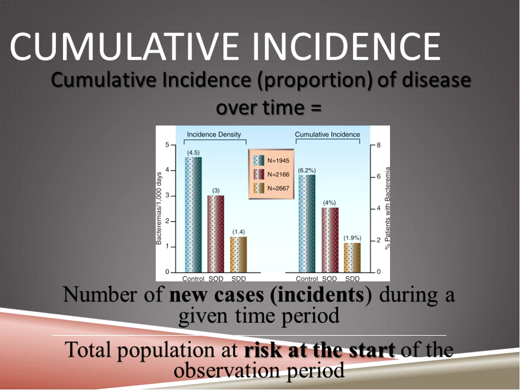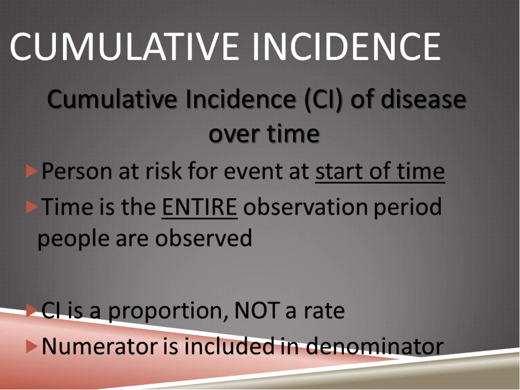So cumulative incident is your proportion of your disease over the time. It's the number of new cases, or incidents we call them, during a given time period, and the total population at risk of that time period. So we just calculated cumulative incidence, but we're putting a label on it and then helping you define that before we calculate incident density. Persons at risk at the start of the event, that's the person that we count. We try to observe the person for the entire observation period.